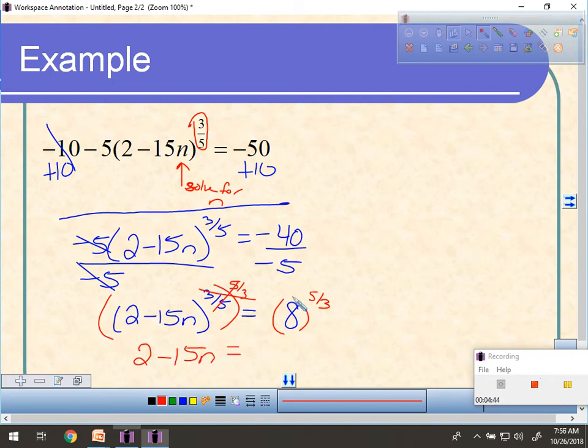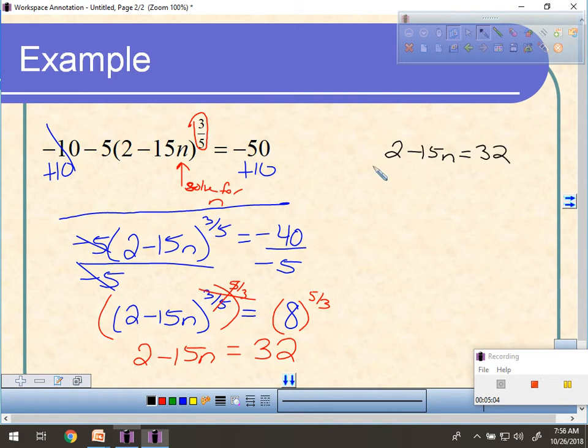Now, this is what you're going to type into the calculator. So you type in 8, then caret 5 divided by 3. And if you do that, you should get 32, if you did that correctly. So you just get 32 for that in the calculator. All right, I'm going to rewrite it up here so I can see it. So I've got 2 minus 15n is equal to 32.